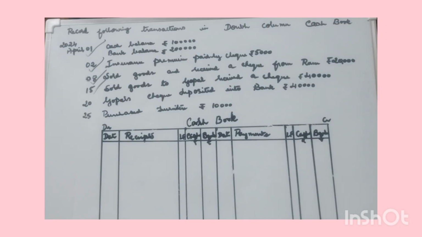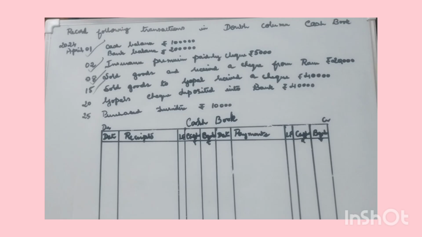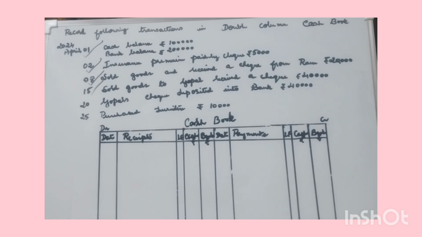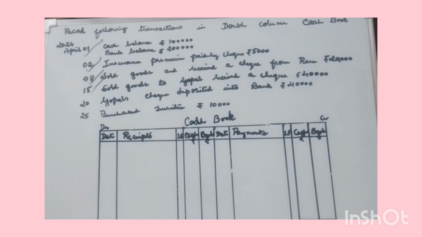Today's class we will understand preparation of double column cash book. Double column cash book is also called two column cash book, bank column cash book. That's one and the same. In the previous video we have already learned preparation of single column cash book, simple cash book. Today we will understand preparation of this double column cash book.